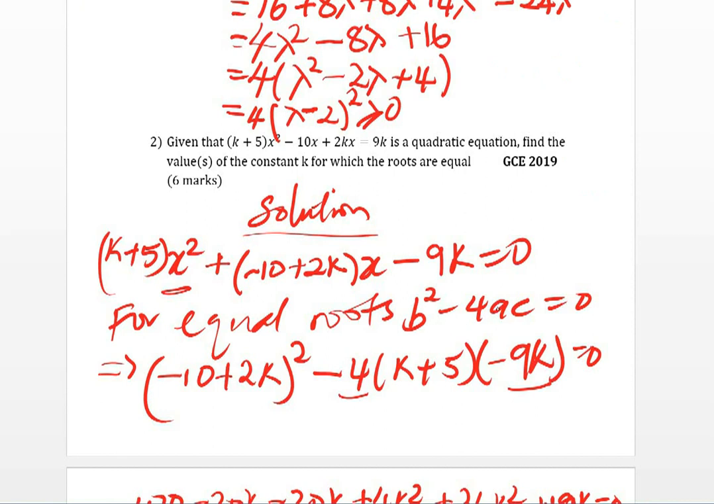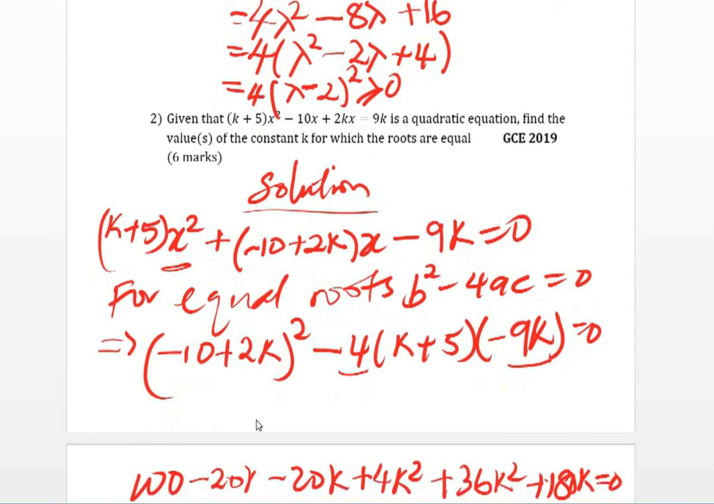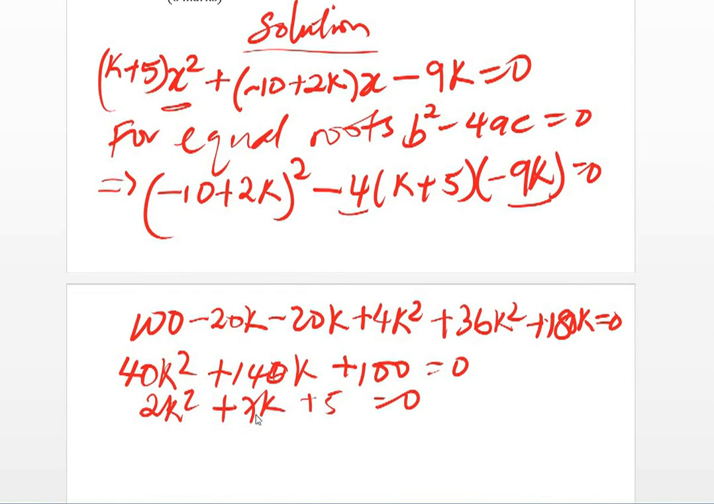we know that b squared minus 4ac is equal to 0, which we have that. Now expanding, negative 10 plus 2k squared: negative 10 times negative 10, 100. Negative 10 times 2k, negative 20k. 2k times negative 10, negative 20k. And here we have negative 4 times negative 9k. When you rearrange, you have this.